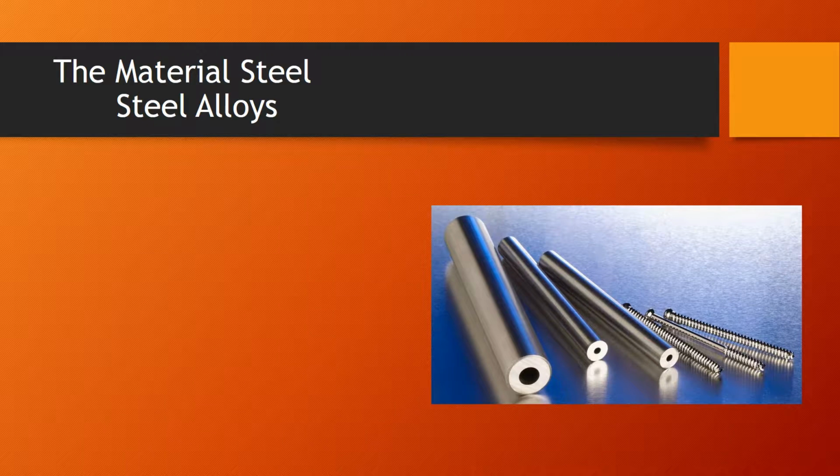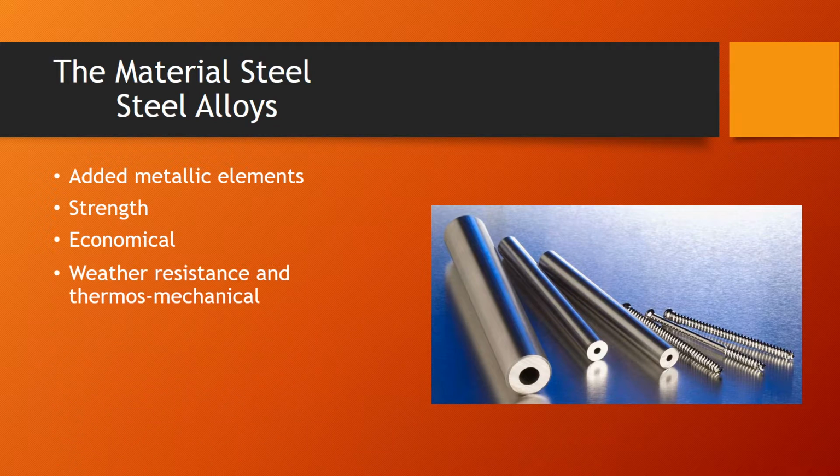Steel alloys. By adding other metallic elements, strength and other properties of steel can be manipulated. Some steel alloys can be produced stronger and cheaper in today's mini mills. Some steel alloys can also be produced to resist weathering and do not need protective coatings. Steel properties can also be adjusted after being shaped with thermomechanical process.